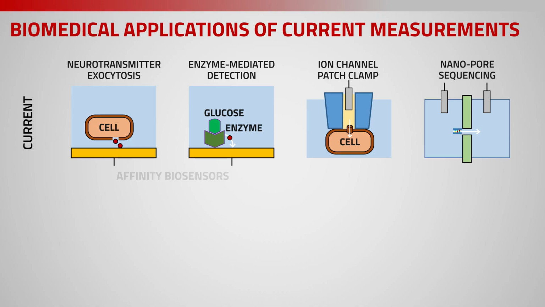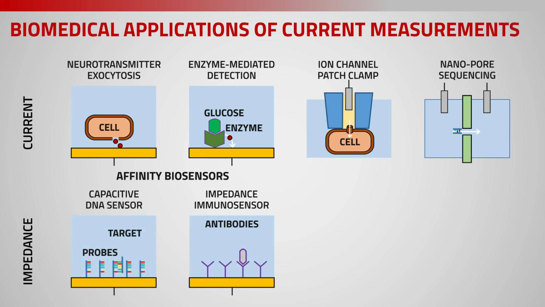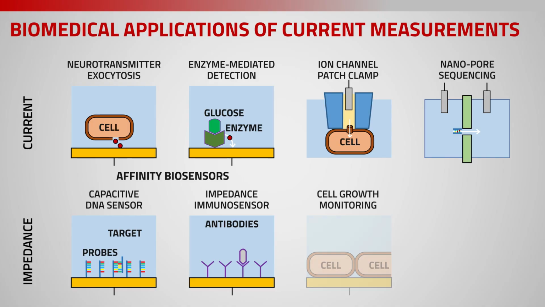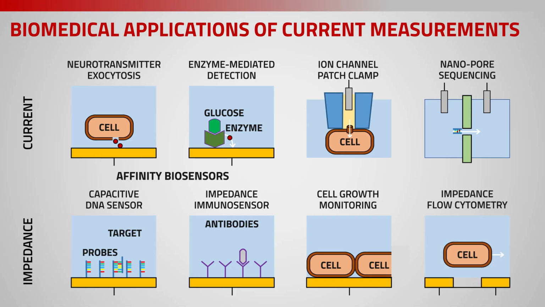There is a broad family of affinity biosensors, such as DNA, immunosensor with antibody antigens, and so on. In all these cases, the binding of the analyte with the probe can be detected by a change in the impedance of the electrochemical interface. At the micrometer scale, the growth of a colony of cells sitting on a planar electrode can be monitored by means of impedance, and also in a dynamic case, the flow of cells in a microchannel can be detected by means of impedance flow cytometry.